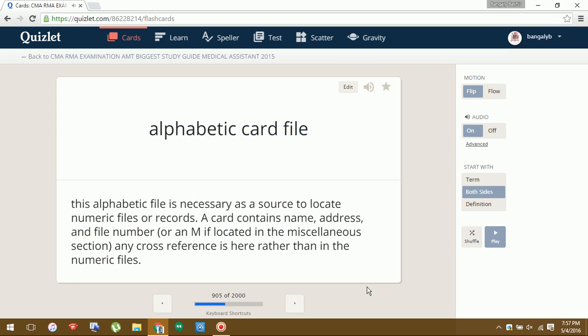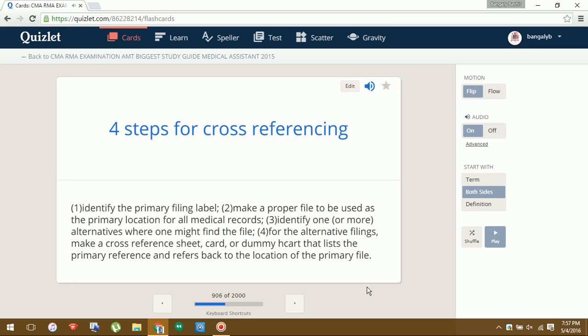Alphabetic card file. This alphabetic file is necessary as a source to locate numeric files or records. A card contains name, address, and file number. Any cross-reference is here rather than in the numeric files. Four steps for cross-referencing.